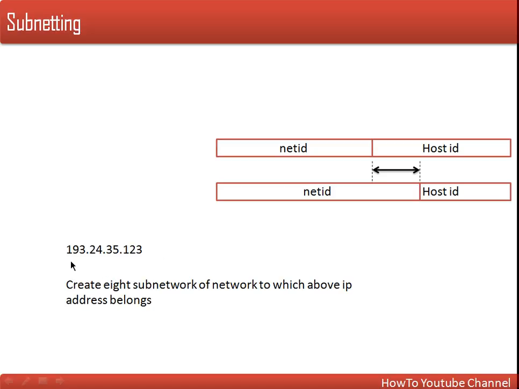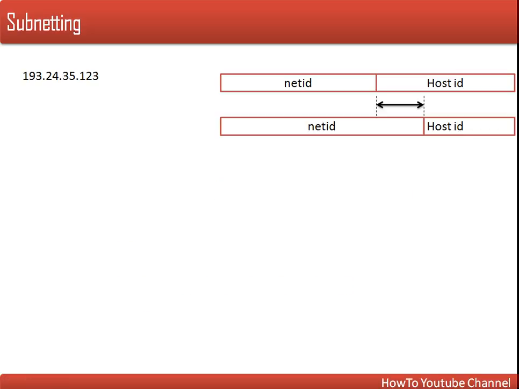So here we will have an example of how to perform subnetting. Let's say this is the question. An IP address is given and the question is to create 8 subnetworks of the network to which the above IP address belongs. First, you need to find out which class this IP address belongs to. This is 193. One way is to convert this first byte into binary and check the starting bits, or you can use the short trick. This belongs to class B, and in class B the number of bits reserved for network ID is 16 bits.